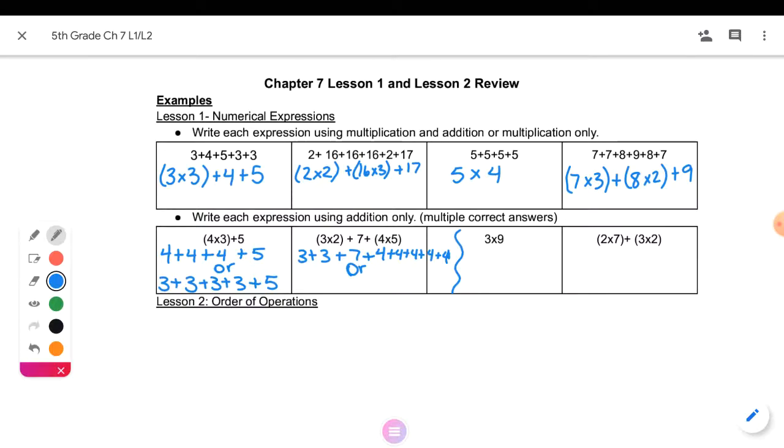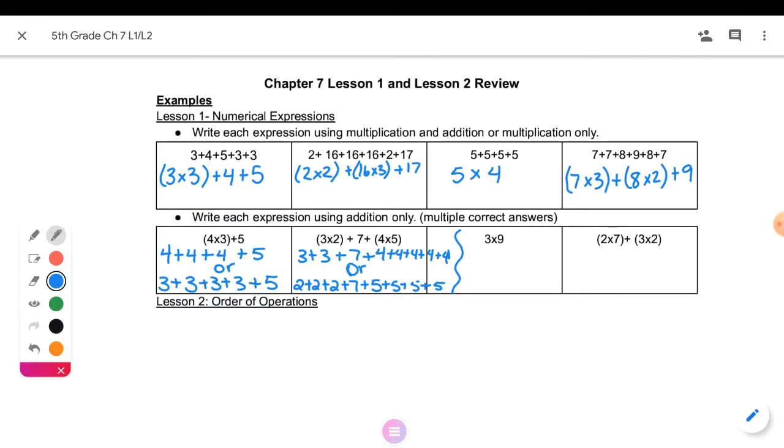Jackson, what'd you come up with? 2 plus 2 plus 2 plus 7 plus 5 plus 5 plus 5 plus 5. See if I can squeeze that. Okay, so he did 3 2's. Can 3 times 2 be 3 2's? Yes.